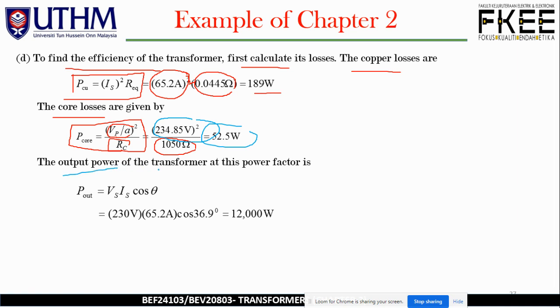Thus the output power of the transformer at this power factor is P out equal to Vs Is cos theta. So Vs is 230 volts, Is is 65.2 ampere, and cos of 36.9 degrees, giving P out equal to 12 kilowatt.